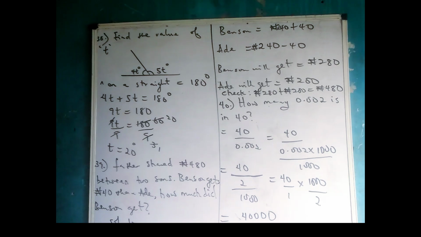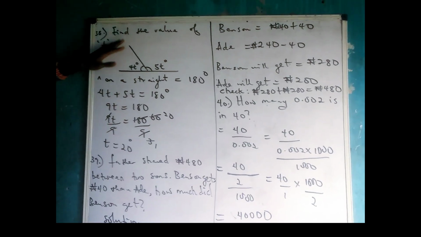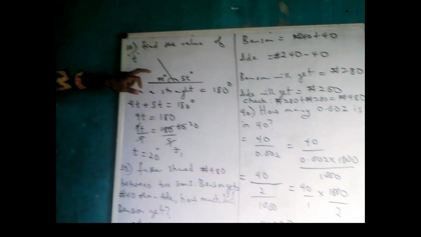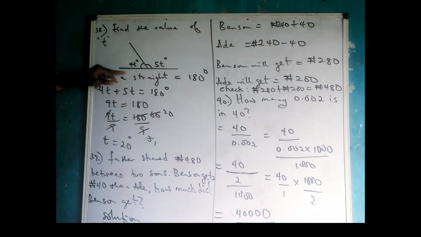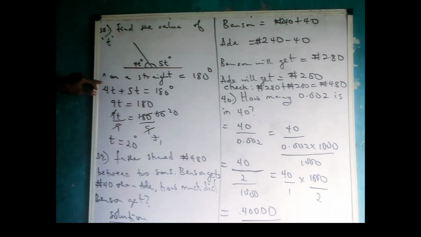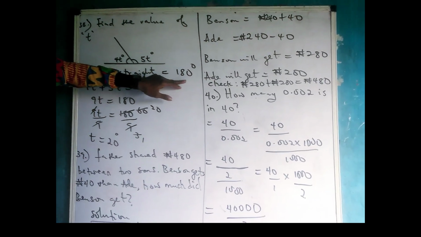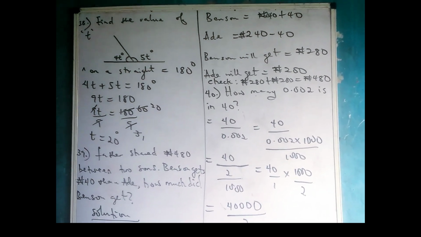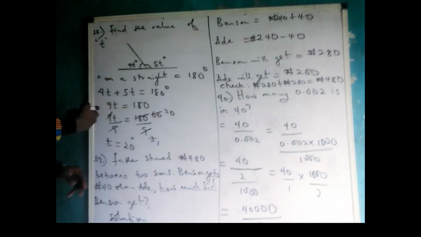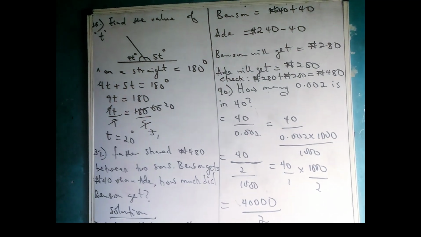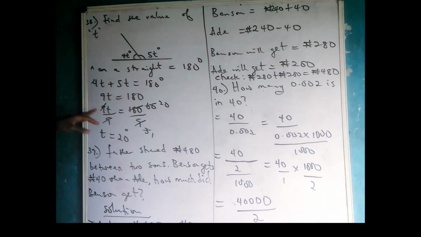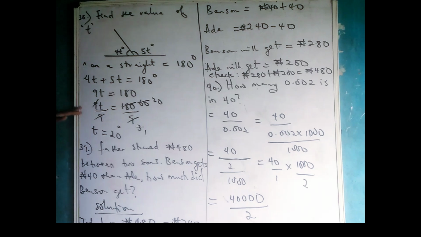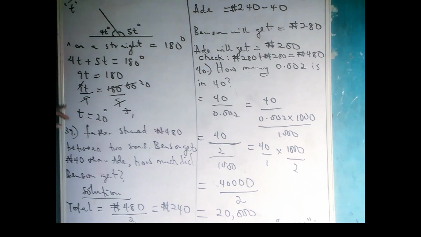And on this other question, I think this is on geometry. They say we should find the value of t. Look, here there's no angle, here there's no angle. What you do, add the two angles together. This is an angle on a straight line. That's why it is 180 degrees. Alright, so 40 plus 50, that gives us 90, right? Yes. We equate it to 180 and divide both sides by 9. And we finally got 20 degrees.